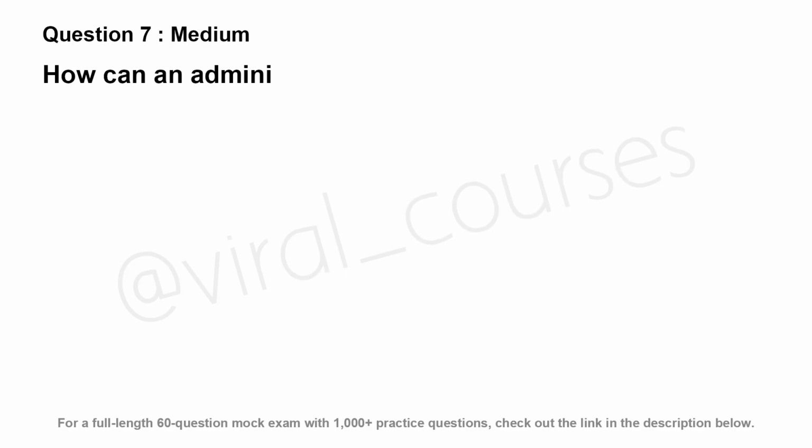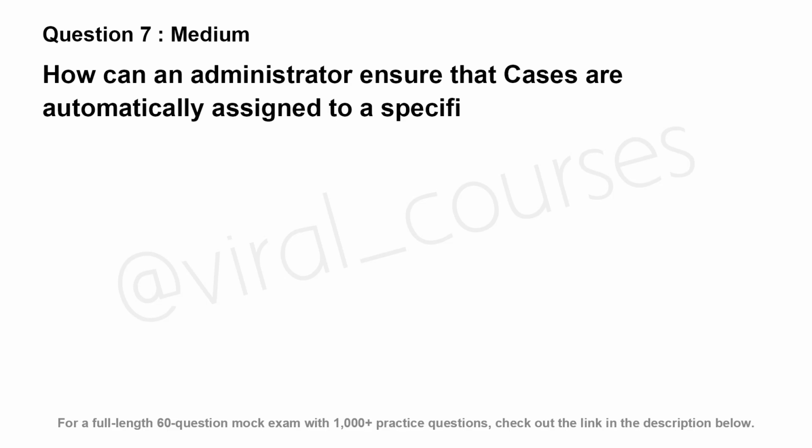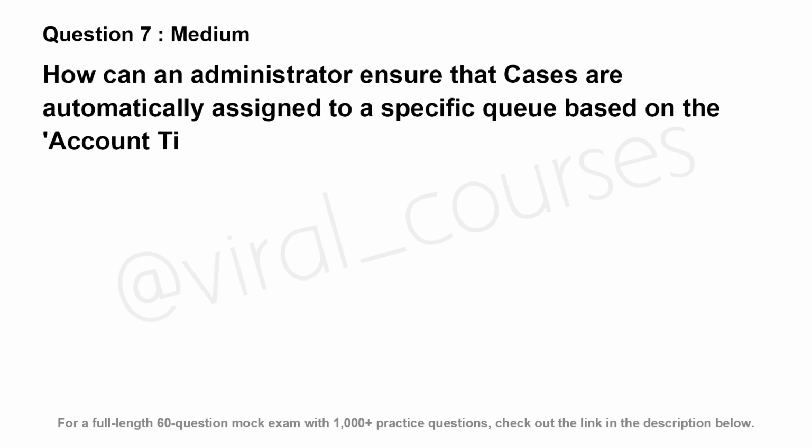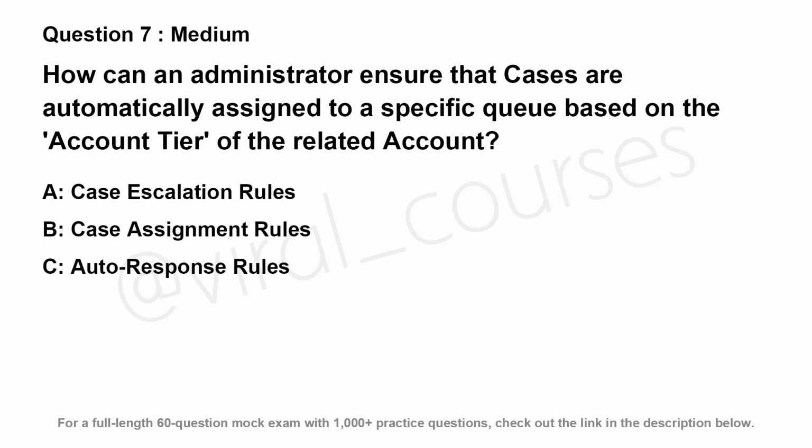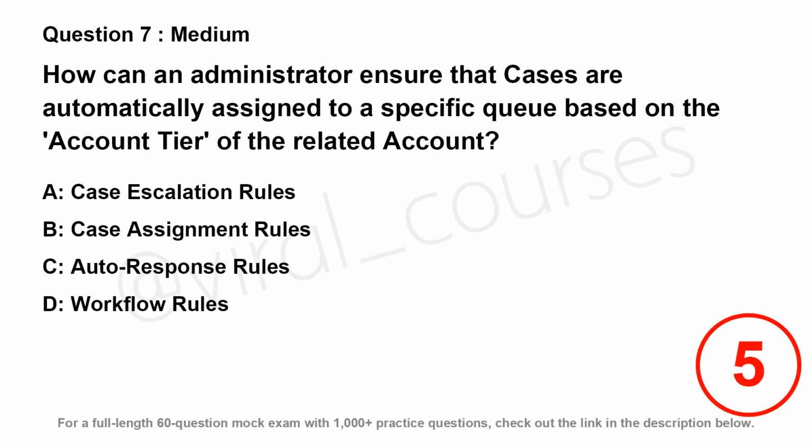How can an administrator ensure that cases are automatically assigned to a specific queue based on the account tier of the related account? Option A. Case escalation rules. Option B. Case assignment rules. Option C. Auto-response rules. Option D. Workflow rules.